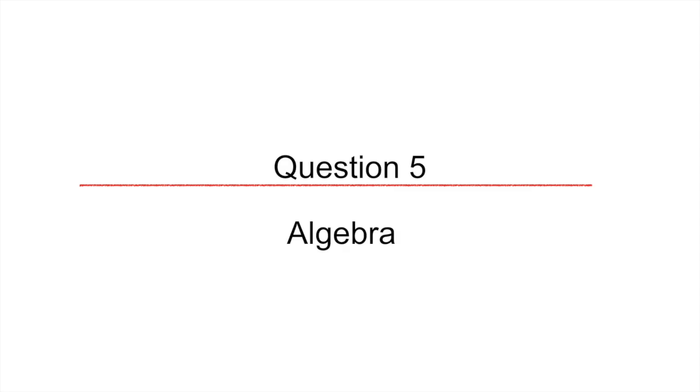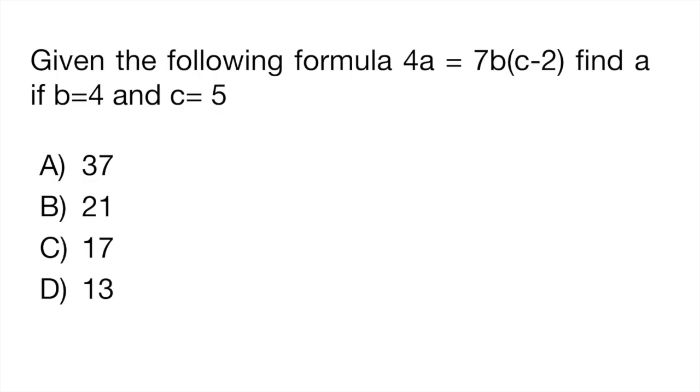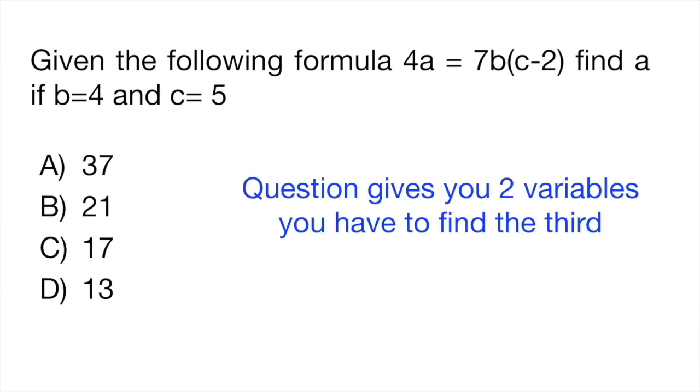All right, let's move on to question 5, which is an algebra problem. And this is a very common type of problem that you'll see where they give you a formula, and the formula has 3 variables. You can see that there's an A, a B, and a C. And in the question, they're going to give you the values for 2 of these variables, and you essentially have to find the third one.